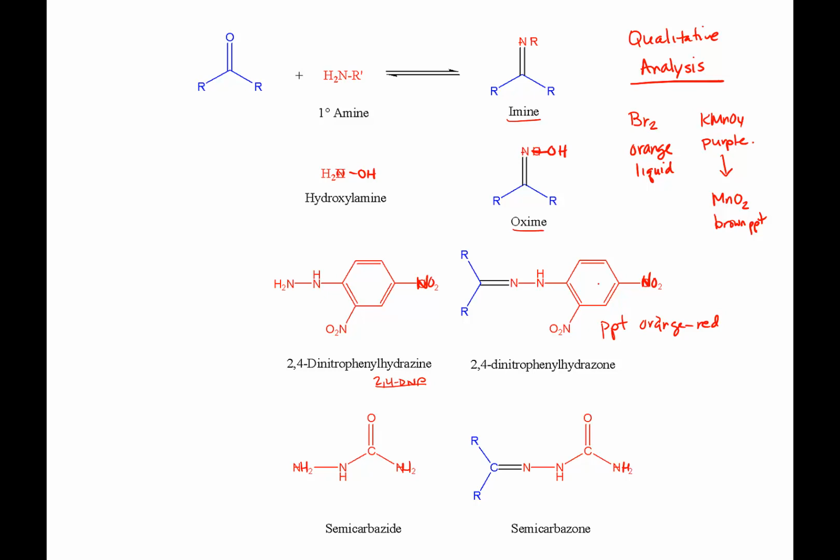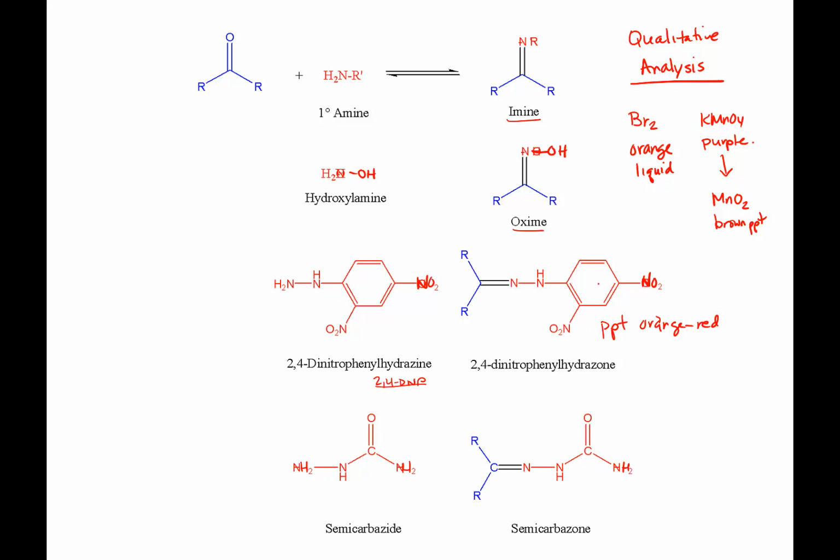because of the nitro groups that are added to the benzene ring, it has a vibrant color. So if you had a carbonyl group, you'd say, well, what kind of carbonyl group do I have? You'd add a drop of 2,4-DNP. If you got a precipitate, then you would know that it's an aldehyde or a ketone because none of the other carbonyl groups react with that reagent.